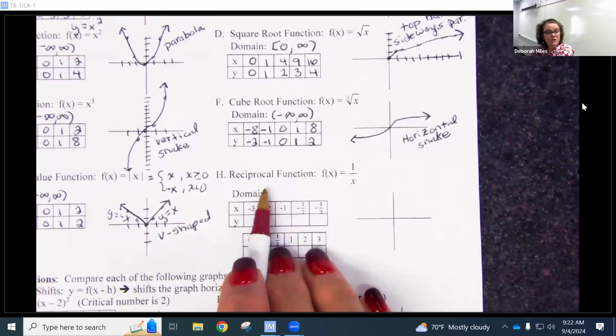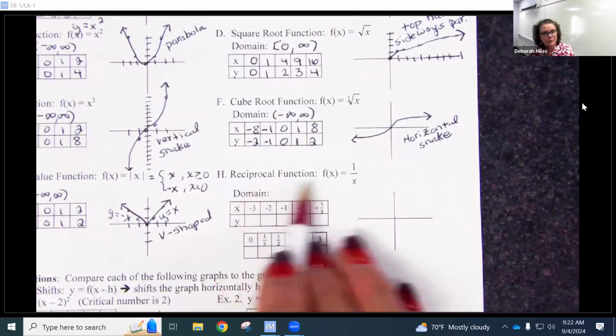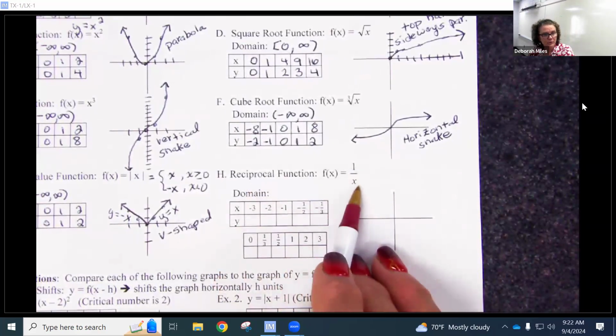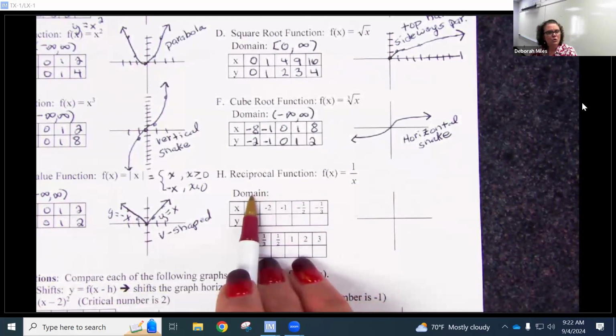The reciprocal function takes any number you put in and takes the reciprocal or flips it. If you put in a 5, you get out a 1/5. If you put in a 1/3, flip it, you get a 3. What's the domain of that function?